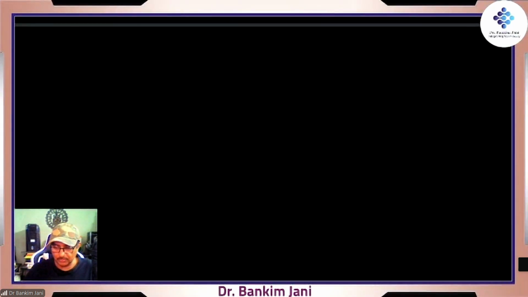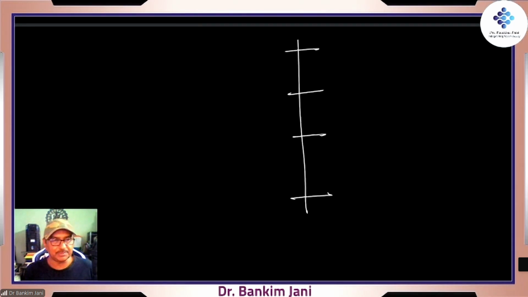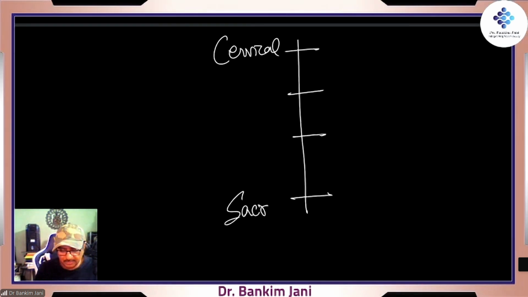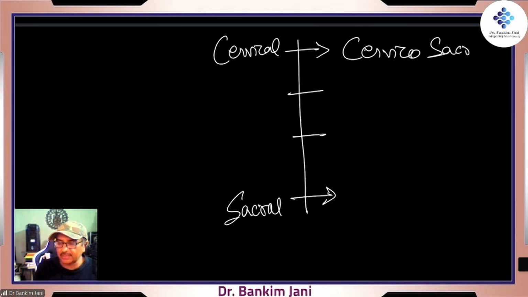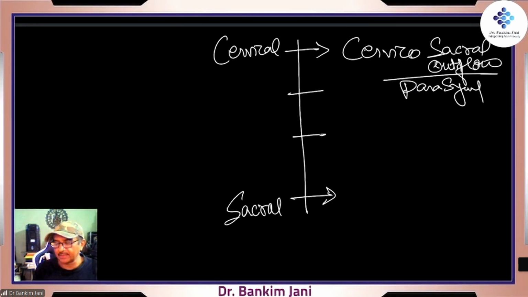The next, now we start with our, before that, as it was asked, this is a simple explanation. Cervical and the sacral, top and the bottom, right? That is what is called the cervicosacral outflow. That outflow is for parasympathetic.